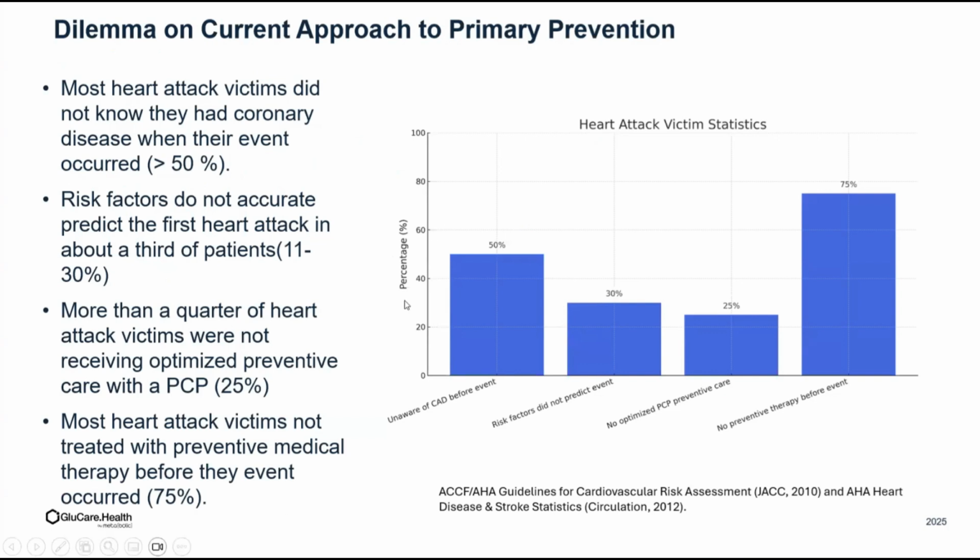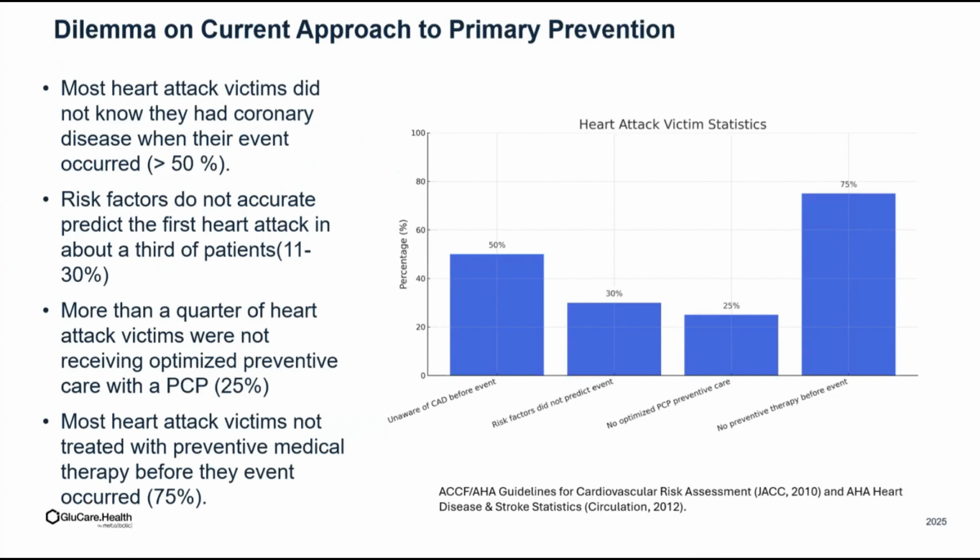50% of patients are completely unaware that they have coronary artery disease until they have an event. More than 75% of patients have no preventive therapy before the event. And 20% or more of these patients don't receive optimization by primary care physicians.